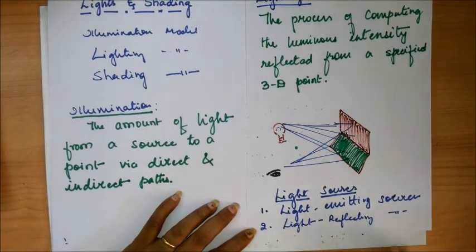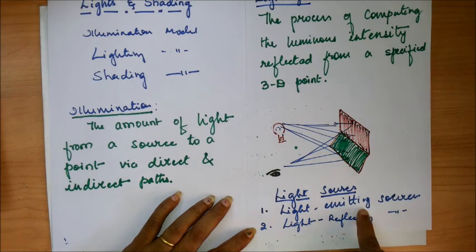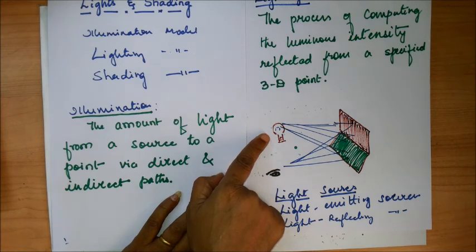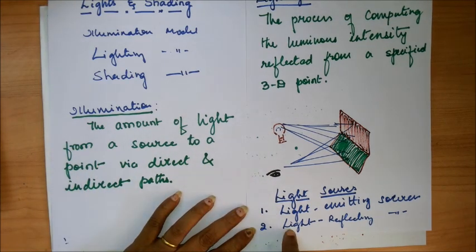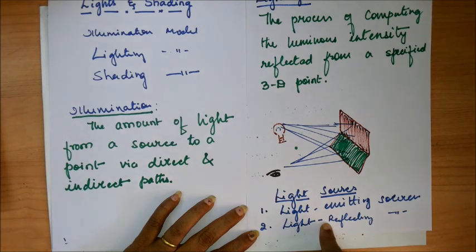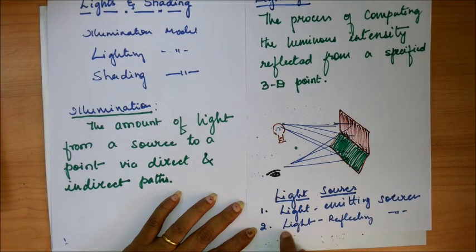When we talk about light sources, they are of two types: light emitting sources and light reflecting sources. Light emitting sources are the ones like a bulb or the sun. Those can be considered light emitting sources, whereas light reflecting sources are something like a mirror. Any glossy surface that will reflect the light is considered a light reflecting source.